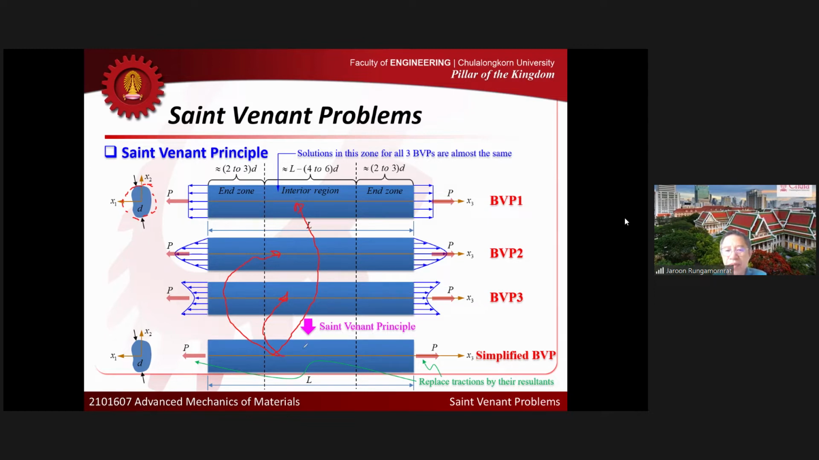However, the solution that I got from the simplified problem cannot be used to describe the solution of the above three problems at the end zones. If you compare the result for the end zone for this problem and that problem, they can be very different because the details of the traction here are different, and I don't care about the detail when I solve the simplified problem. So you cannot expect that the solution at the end zone for the simplified problem can be a good approximation of the problems above. The only thing that I can use is the one in the interior zone.